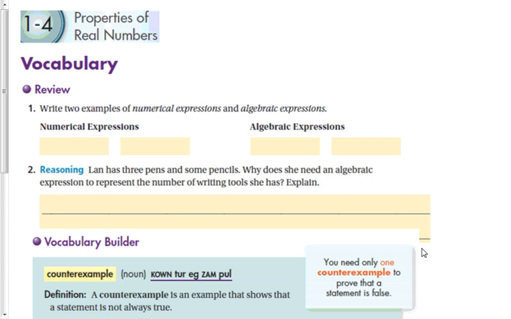Hey students, this is lesson 1-4, properties of real numbers. We're going to learn how to identify and use properties of real numbers. You do need to know these properties, so try to concentrate as soon as possible on that.